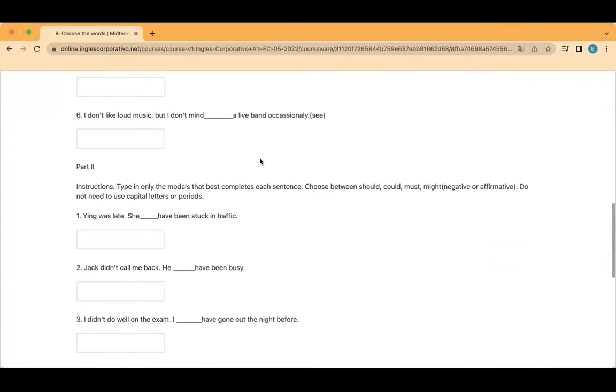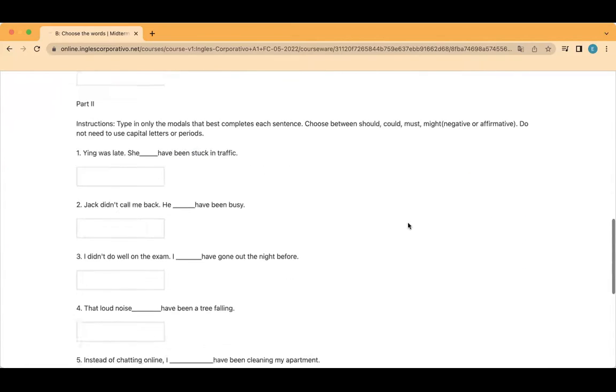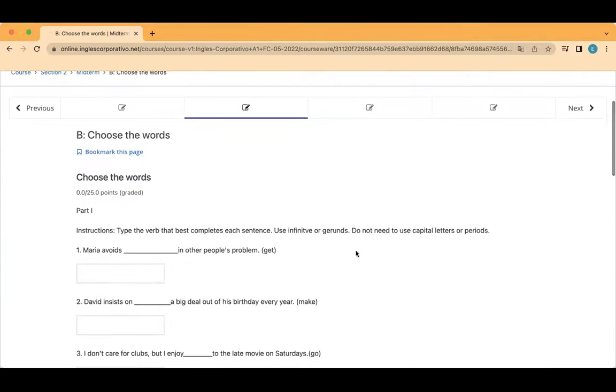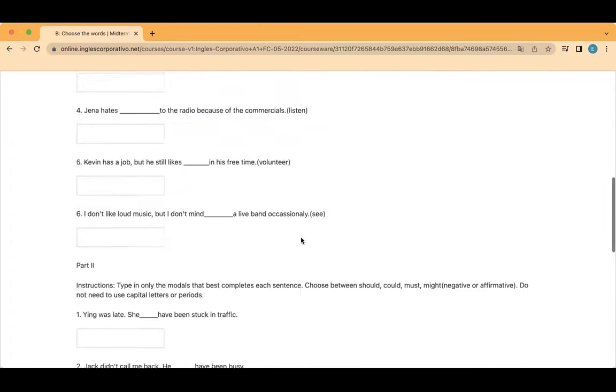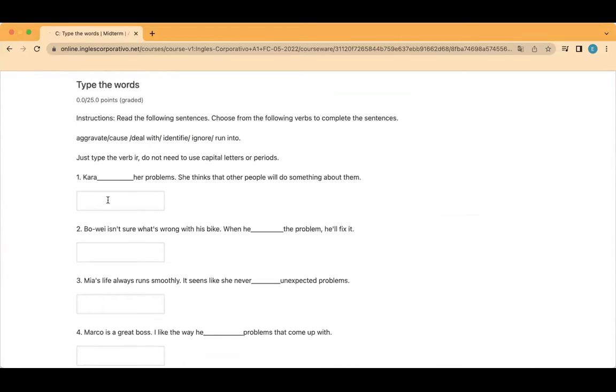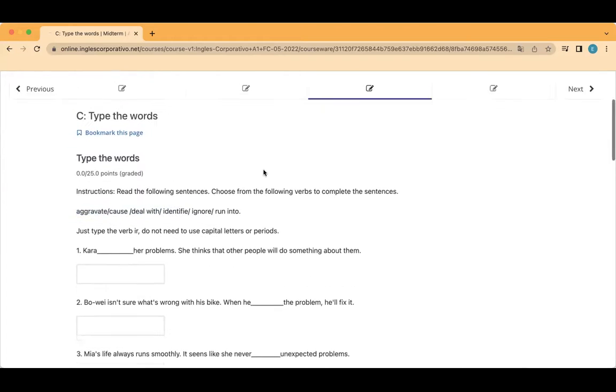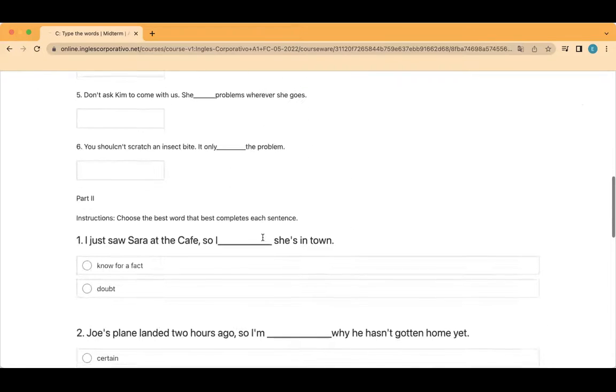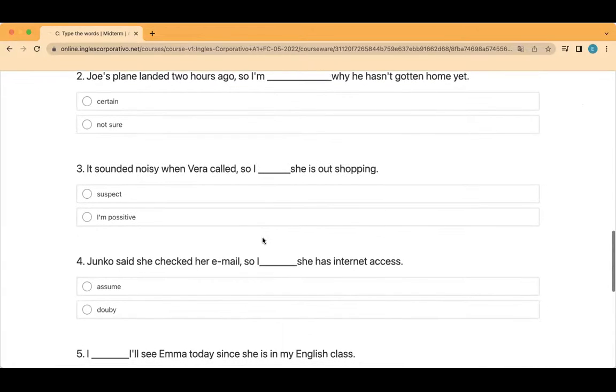The same thing in part two, you have to complete the sentence with the correct modal, for example, should, could, must, might. It could be positive or negative, depending on the situation, okay? So the verbs and then the modals, that's part two. Part three is here, you have to practice your spelling. You have to spell it correctly. You need to put in the word in the correct form to complete the sentence. I think this is what Milton was asking about, the word aggravate, cause, deal, things like that. Okay. This is typing in the words. And then the second part is just selecting the correct word.